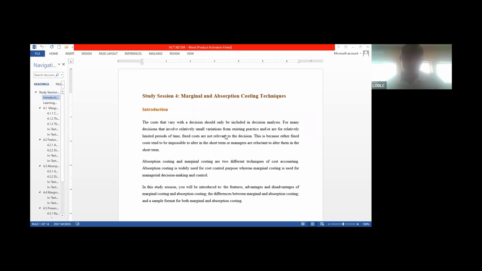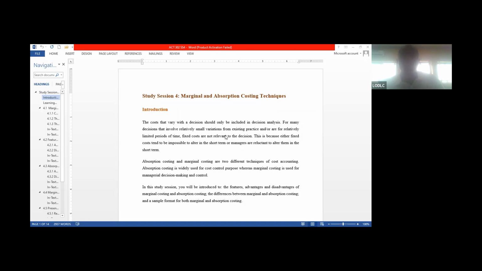So as I was saying, this study session is on marginal and absorption costing techniques. This is a very important topic in accounting, most especially in cost accounting. It deals with costs. When we are talking about costs, we're talking about the variable cost, the fixed cost, the semi-variable costs, manufacturing cost, and so on and so forth.